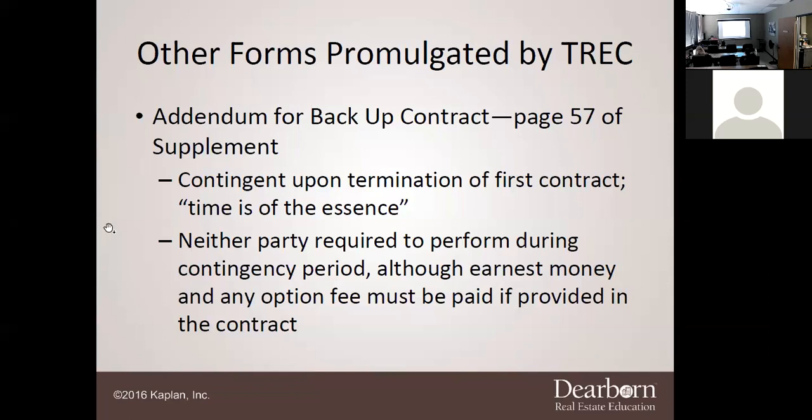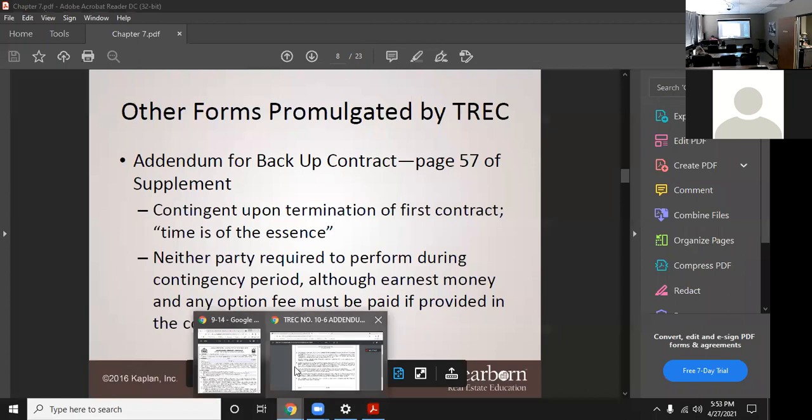So, I'll pull this one up as well. We can go through this. It's a little bit easier when the actual contract is up.